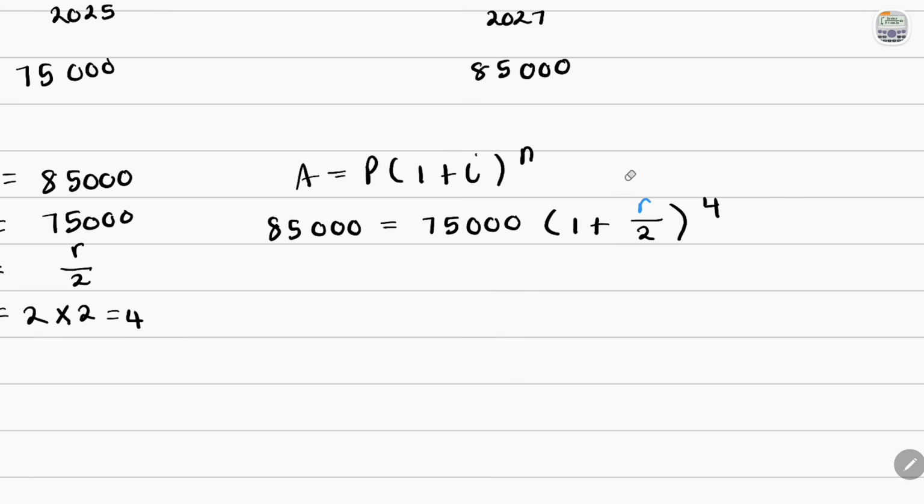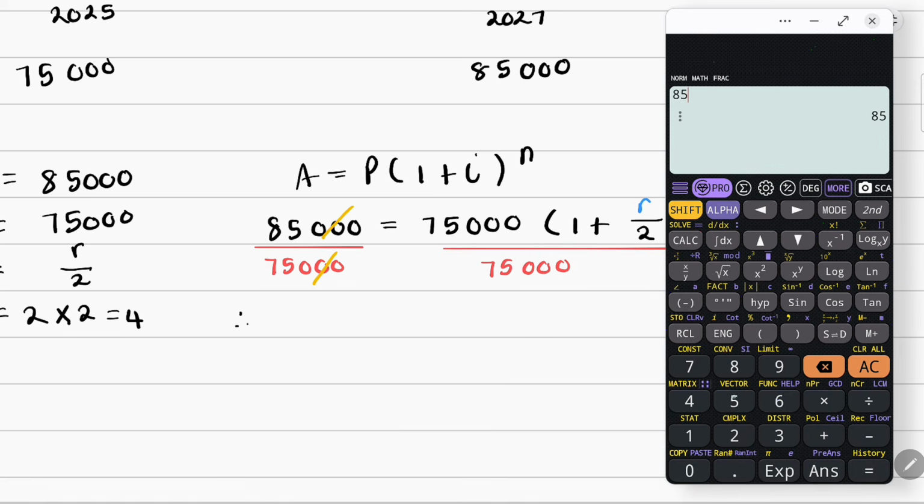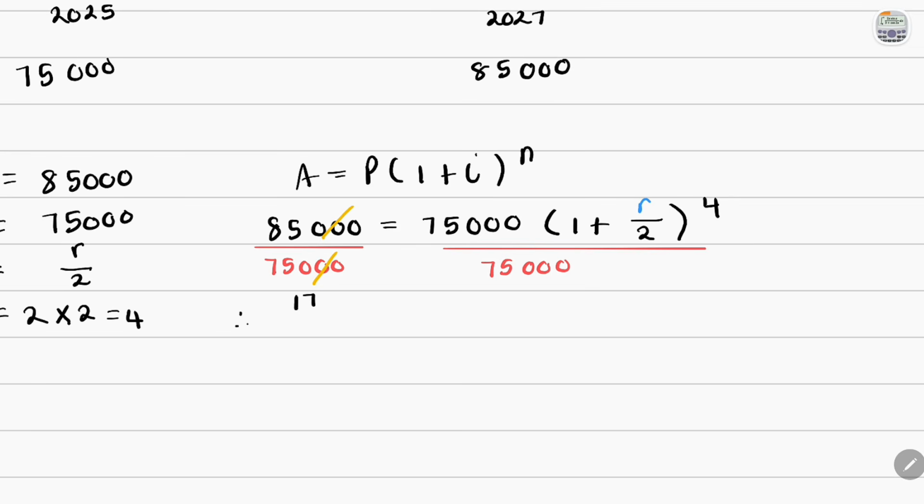Since it's multiplying everything here, you're going to divide to get rid of it. This is an equation, so what you do on one side, you must do on the other side. Over here, the 3 zeros would cancel, so just find out what 85 over 75 is, and that is 17 over 15. So 17 over 15 is equal to, these are gone, now they cancel, 1 plus R over 2, all raised to the power of 4.